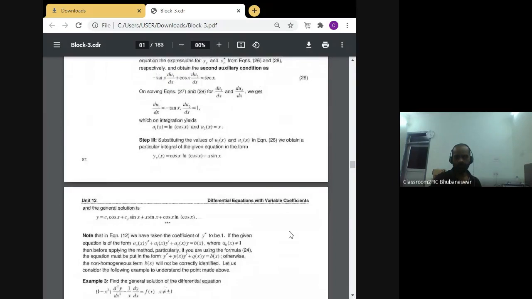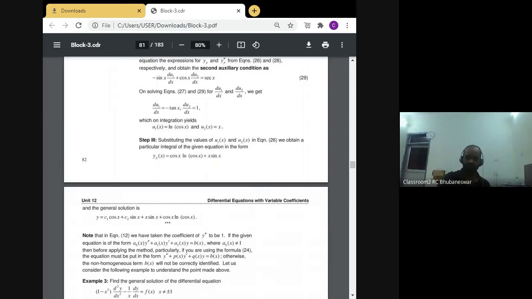And now once we get the values of u1 and u2, we can use these values in the expression of yp to get the particular integral of the non-homogeneous differential equation. In place of u1 we are using ln cos x, and y1 is as usual the same, plus u2 is x and y2 is the same, sin x. So this expression is yp, the particular solution of the non-homogeneous differential equation.